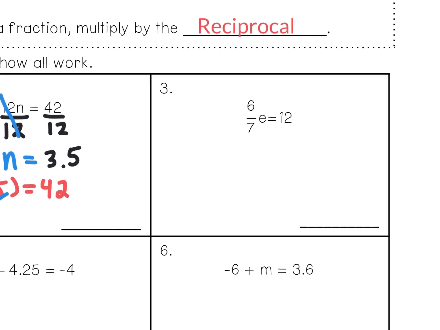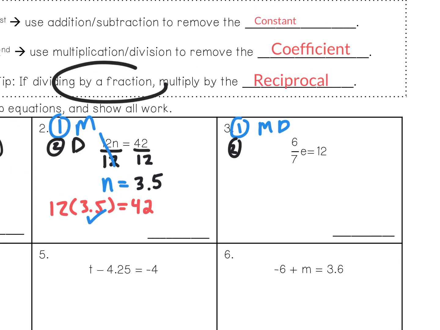Okay, so this one, the first step is to identify what's happening. Well, it's 6 over 7 E. Okay, is that division or is that multiplication? It's both. Yes. Okay, so this is multiplication and division. So remember a second ago I said that if you have a fraction, multiply by the reciprocal. Okay, well, does anyone remember what the reciprocal is?